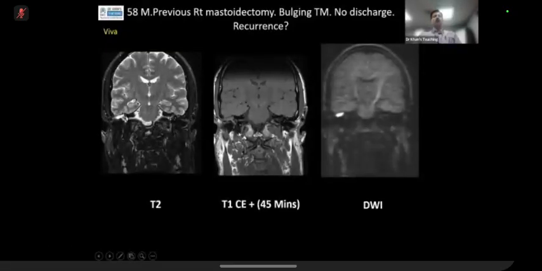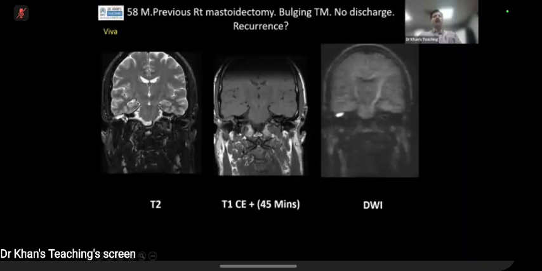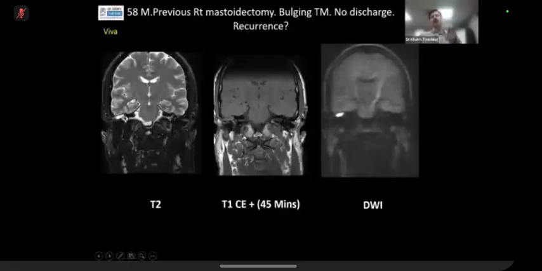Now, granulation means fibrosis. So the protocol was that you give contrast, and because there is not enough vascularity there, you do a delayed post-contrast at 45 minutes. In conclusion, an MR with this protocol can differentiate between fluid versus recurrent cholesteatoma versus granulation tissue. So there was a time when people used to do this. We have also done it in our department. Then we realized: what is the clinical difference of diagnosing a granulation tissue versus fluid? And there is nothing.